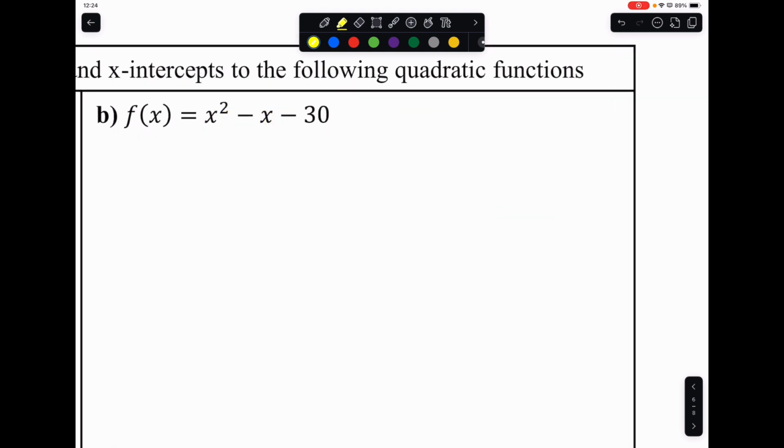So let's go over another example. Here we have example B, and we want to identify yet again the same four things. So here, let's start by first figuring out the vertex.